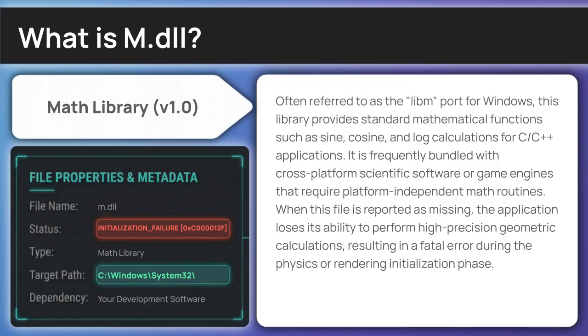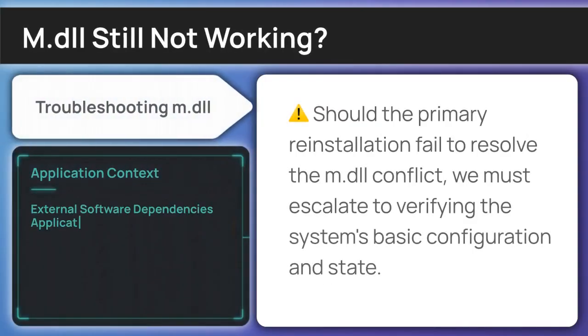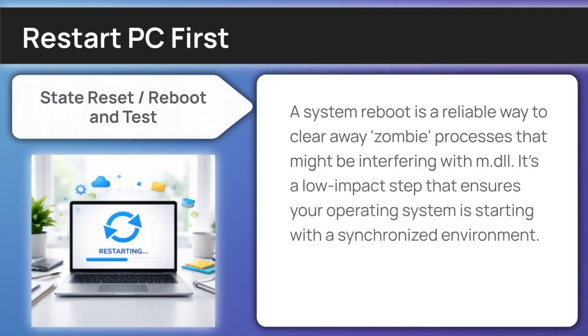With that background out of the way, here is how we actually restore the missing component. M is a core Windows component. Launch an elevated command prompt and run sfc /scannow to scan for corruption and automatically replace missing or damaged system DLLs. When a fresh installer fails to clear the error, it typically points toward a deeper conflict within the Windows execution layer. A full system restart clears the temporary memory cache and allows Windows to attempt a fresh initialization of all required libraries, including M.dll.